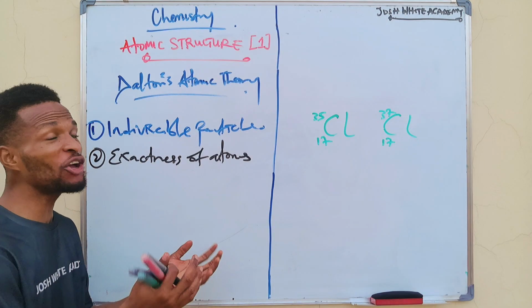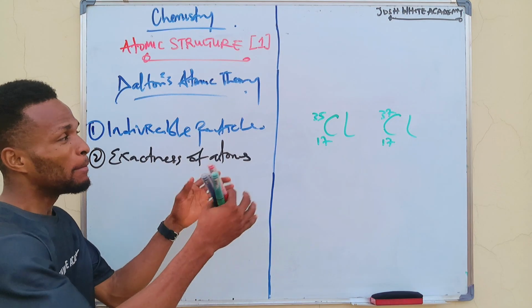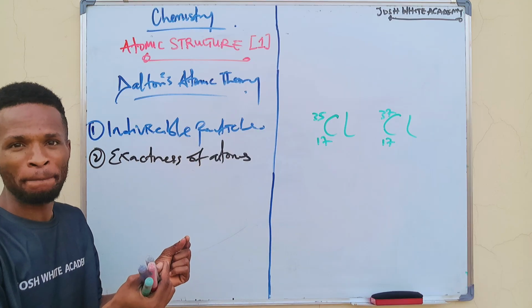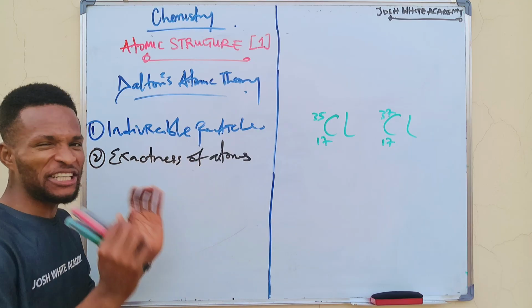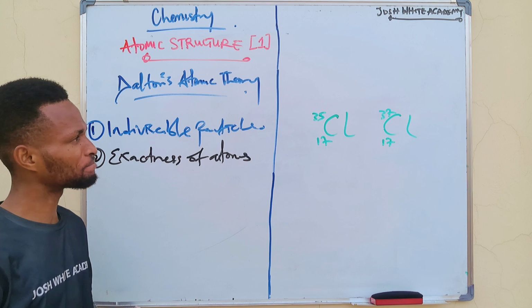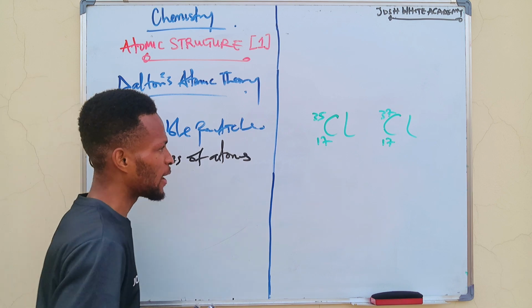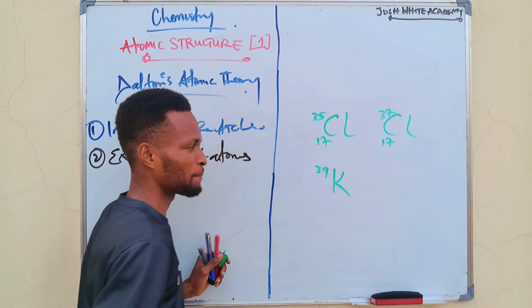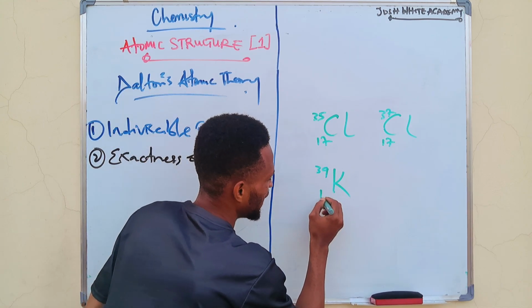And also the discovery of isobars, where more than one element can have the same mass number but different atomic number. For instance, potassium is 39 and 19.